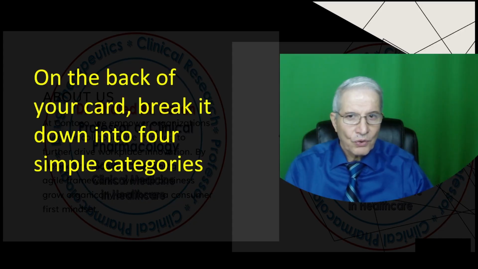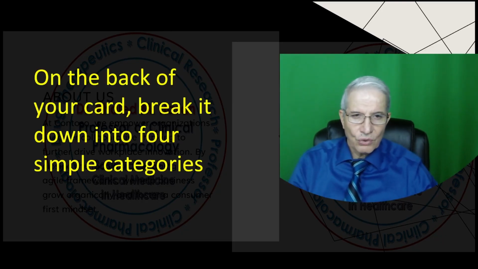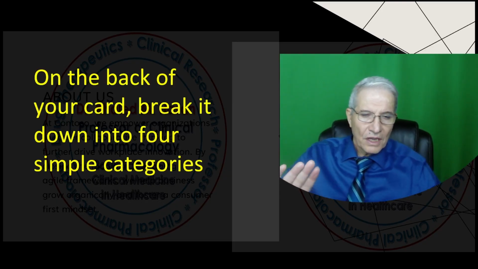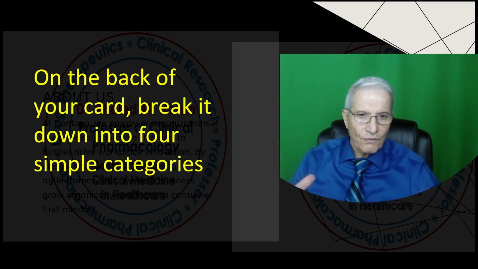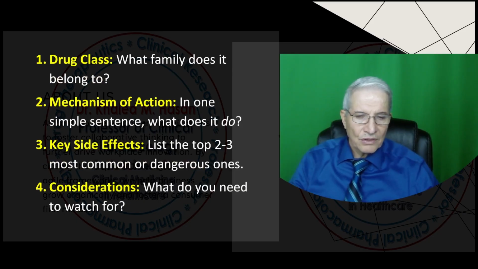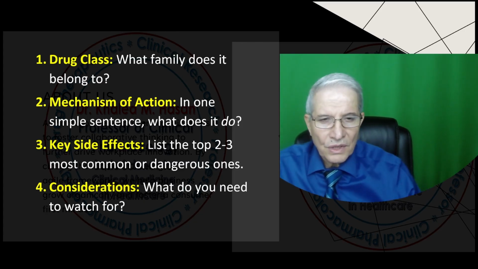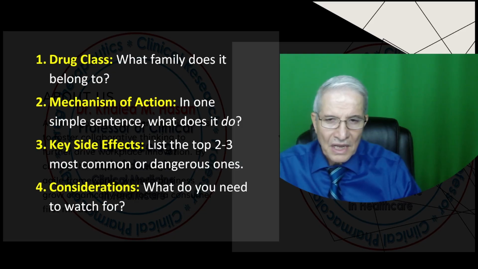So on the back of your card, we need to break it down into 4 sample categories. As you can see here in the back of the card, we don't like to type a lot of information there. We need only simple 4 categories. We need to mention, for example, drug name and drug group or drug class. Then we move to the mechanism of action, key side effect or adverse effect. I recommend adverse effect more than side effect. Then we go to the consideration. Any contraindication, warning, precaution.